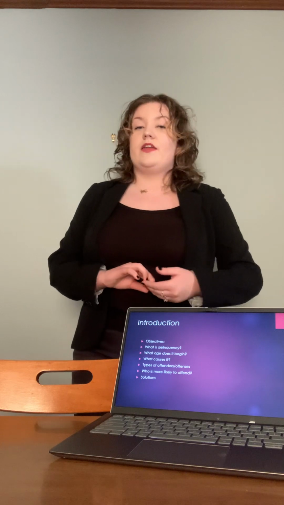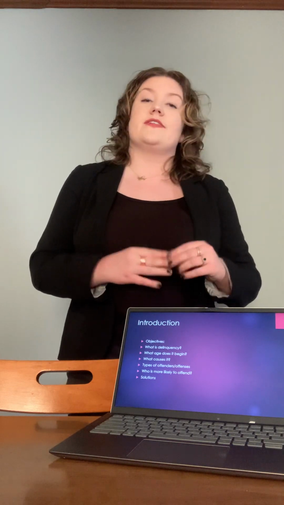Okay, so we're going to be starting off with an introduction that is going to include a list of objectives that we're going to be talking about throughout the duration of the presentation. All right, so we're going to start off with what is delinquency, moving on to what age does it start, followed by what causes it. All right, and then we're going to go on to the types of offenders, and also what kind of offenses they commit. Alright, and then we're also going to talk about who is more likely to offend. So that could be females, males, that could be any age, okay?